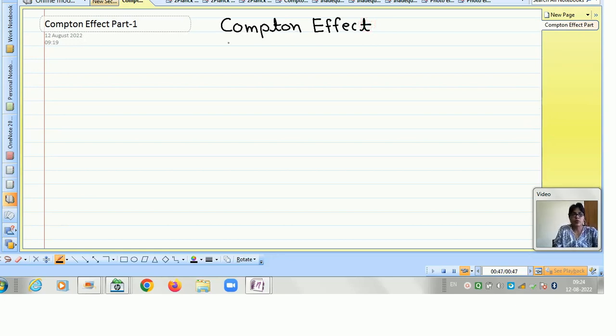This effect was first observed by Professor Compton in 1923, and he observed that when a photon of high energy is incident on a light element, then the photon is scattered with modified frequency as well as with unmodified frequency, and also we get some recoil electrons. So this phenomenon is termed as Compton effect.